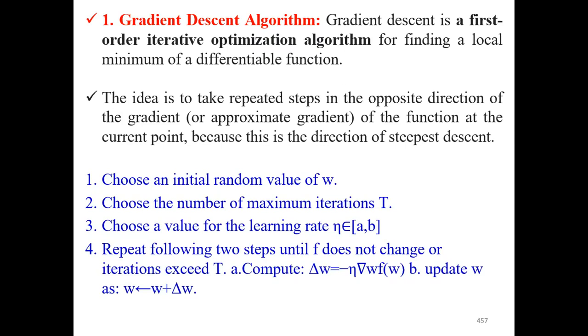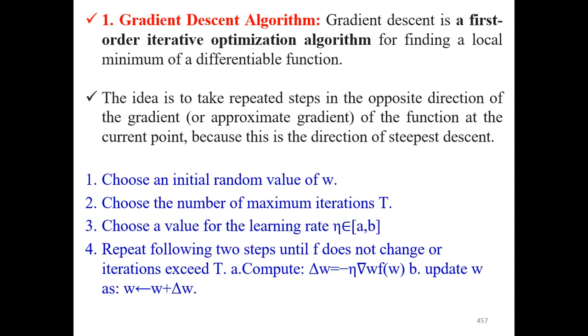If you see this gradient descent algorithm, in order to find the local minimum of a differentiable function, we take repeated steps in the opposite direction of the gradient of the function at the current point, because this is the direction of steepest descent. That is called the gradient descent algorithm. It follows these steps: choose an initial random value of weight, that is called W, choose the maximum number of iterations called T, choose a value for the learning rate.